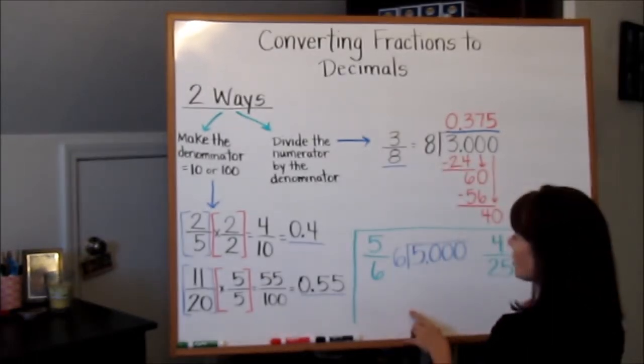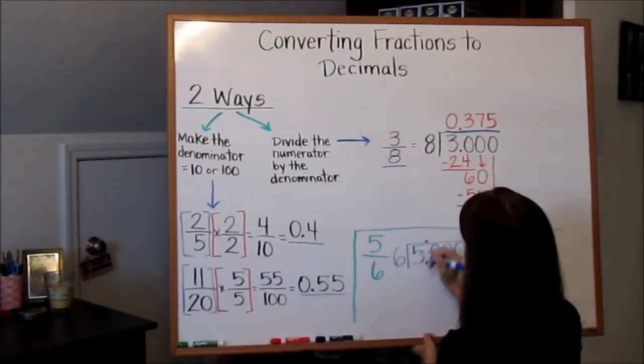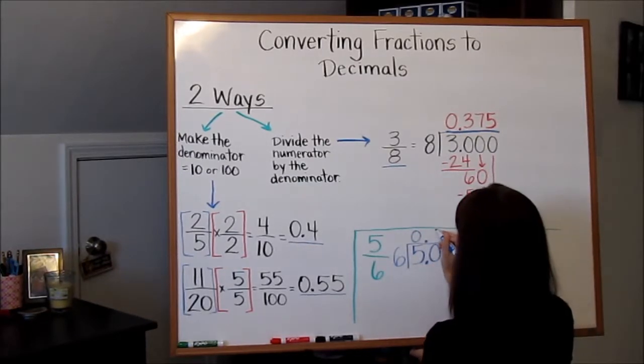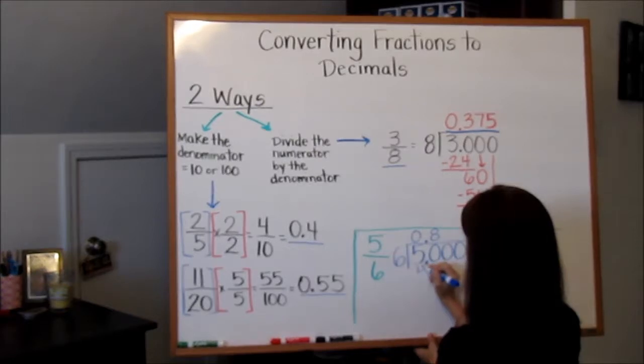Okay? So like I said, 6 doesn't go into 5, but I'll put my decimal up there too. So that's going to be a 0. But 6 goes into 50, I know. It goes in 8 times. And 8 times 6 is 48. And I'm going to subtract that, and it's going to give me 2.